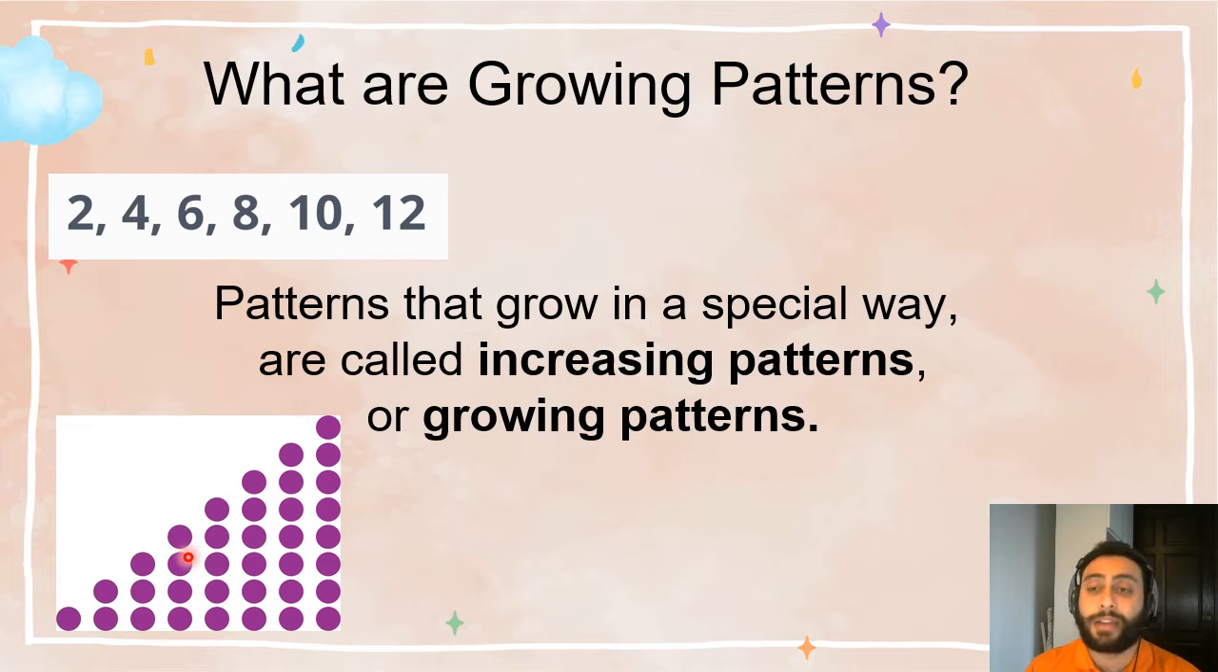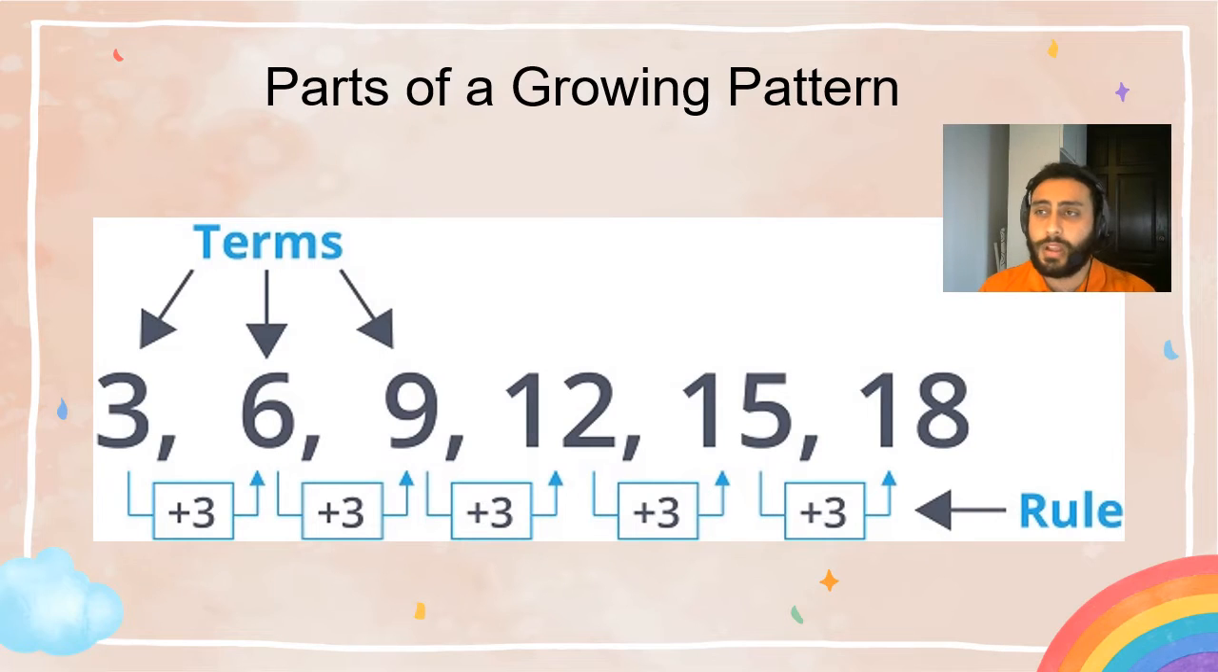So these patterns are called growing patterns. So let's talk about parts of a growing pattern. First, we have terms. 3, 6, 9, 12, 15, 18. These are called the terms.